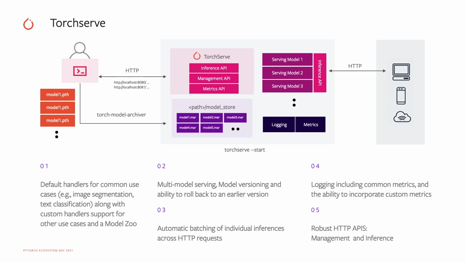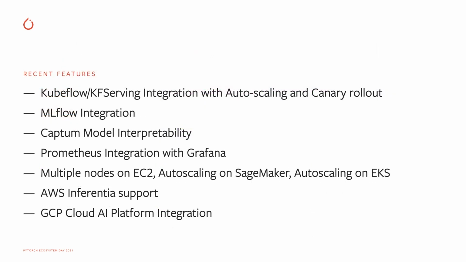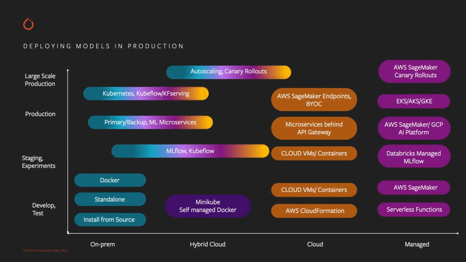And now one can do autoscaling with Canary rollouts and monitor using Prometheus and Grafana. We added support for a range of integrations, the Kubeflow KF serving with Canary rollouts, MLflow integration, Captum for model interpretability, AI accelerator support for AWS Inferentia, support for Kubernetes and all major clouds, the AWS, Azure, and GCP. A wide range of deployment models are supported across the different clouds and on-prem based on your needs.